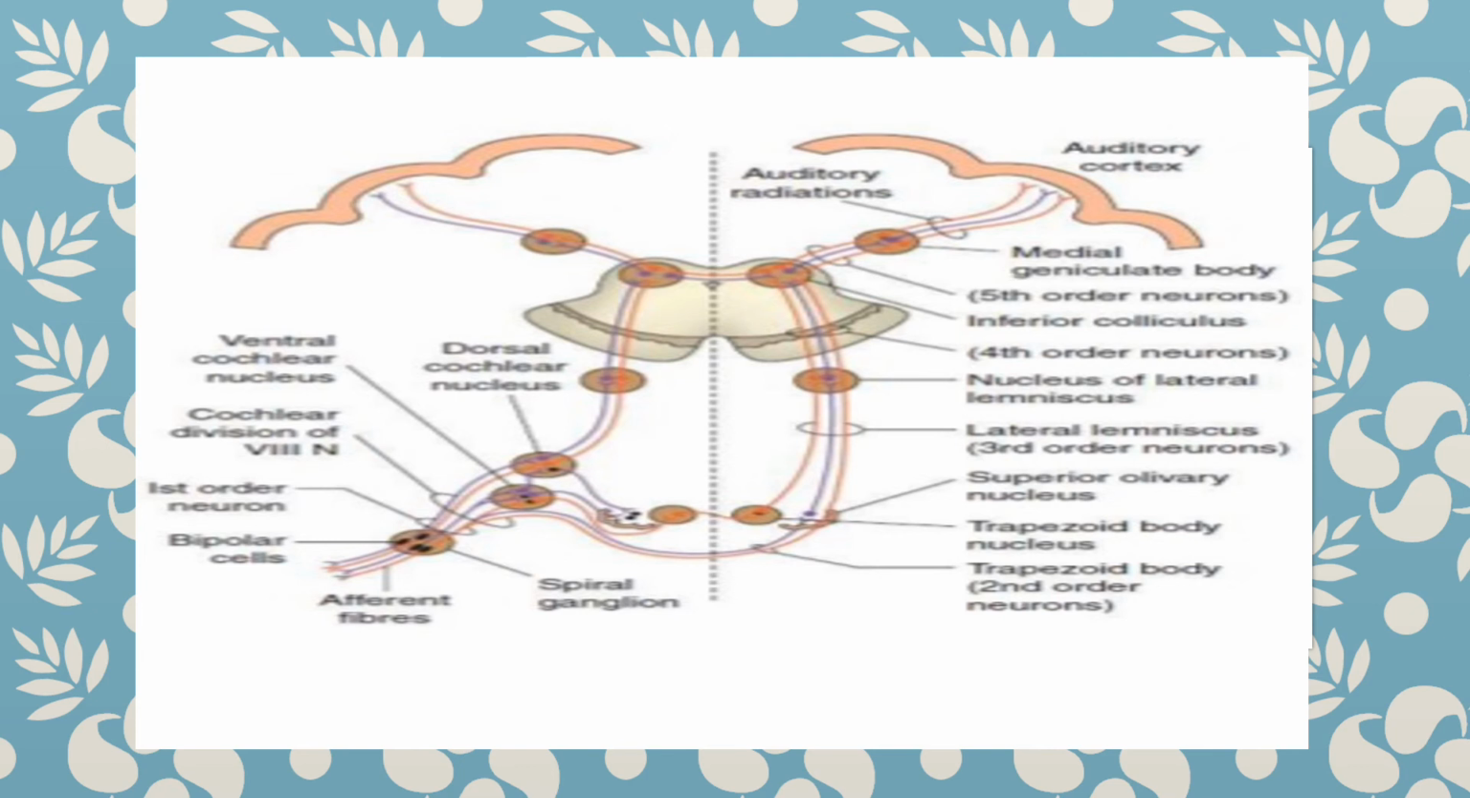Here you can see this is the neuron fibers relaying in the spiral ganglion. This is the cochlear nuclei, ventral and dorsal cochlear nuclei. This is the area of the inferior cerebellar peduncle. Then they are carried upwards.